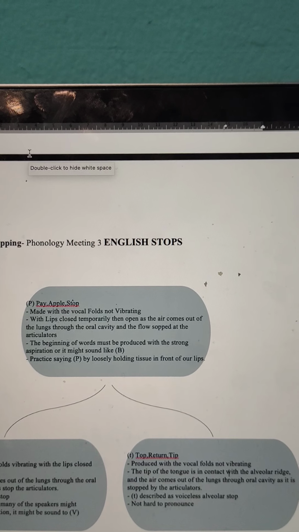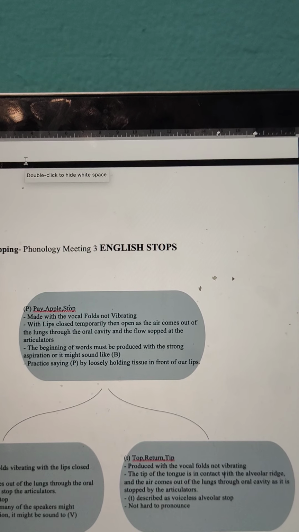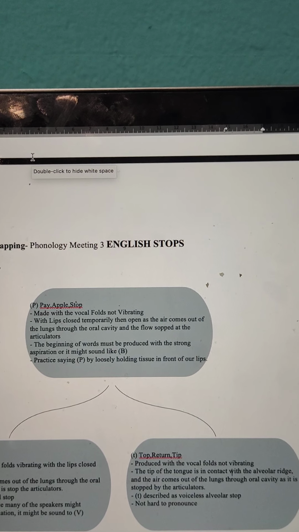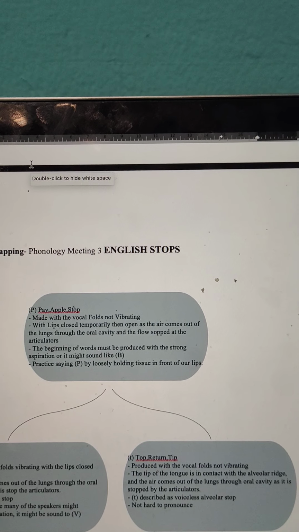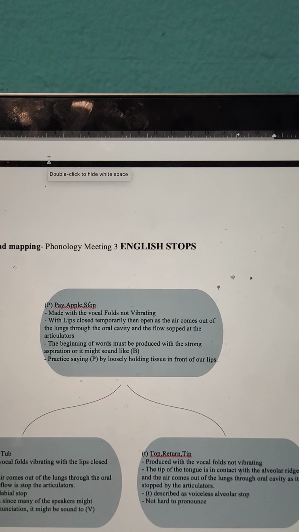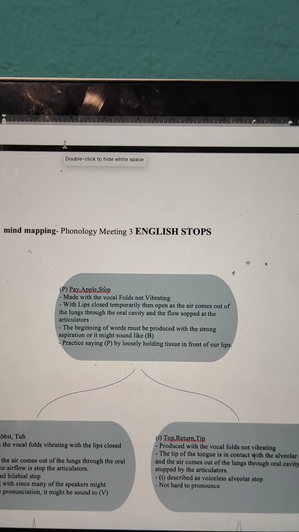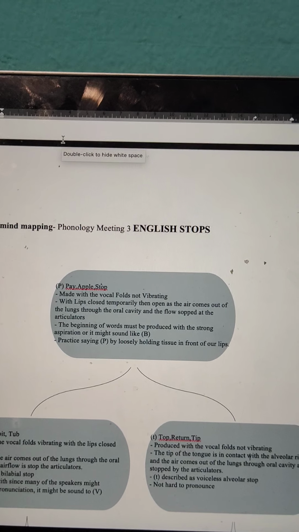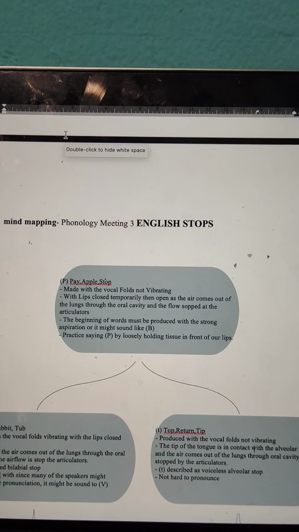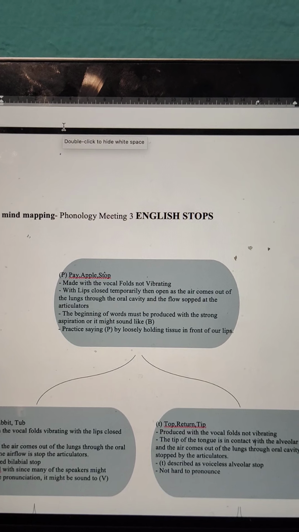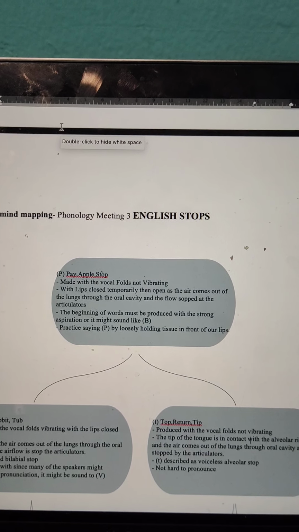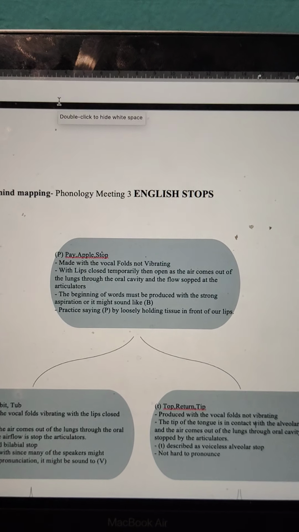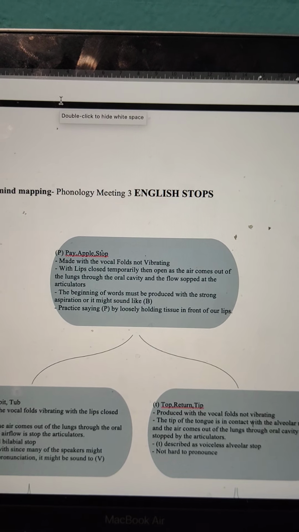For example, pear will sound like bear, and pat will sound like bat if we don't produce it with strong aspiration. So that is what it means earlier. If we don't strongly produce the P, it will sound different. In other words, if we use different sounds, it might definitely give a wrong meaning too.